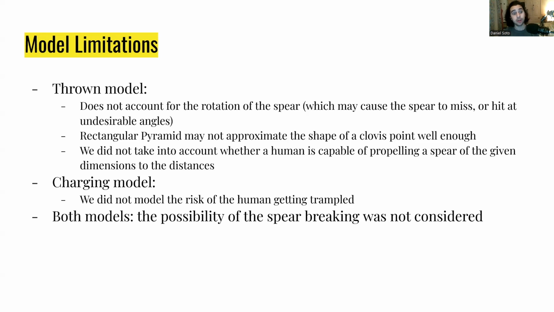The other limitation is that our rectangular pyramid model, which simplifies the shape of the Clovis point to just a rectangular pyramid, may not approximate the shape of a Clovis point well enough. That's something we can look into in the future. We also don't take into account whether a human is capable of propelling a spear at given dimensions, but we chose reasonable masses for the spear, so it should be possible, but it's a minimal effect that could be modeled. For the charging model, we also didn't model the risk of a human getting trampled during the baiting of the mammoth, because you can imagine that is a very risky thing to do. And there are ways that we can handle that. And in both models, the possibility of the spear breaking was not considered. That's another thing that we can improve.